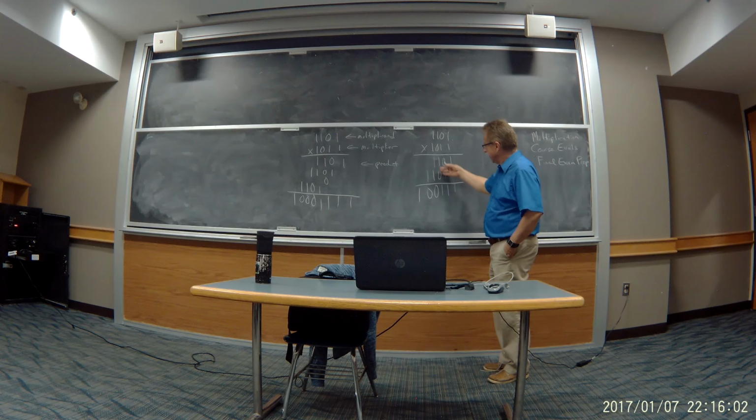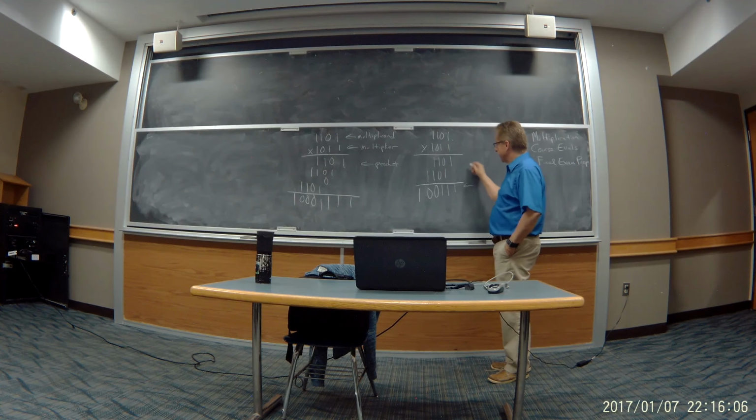Just make sure I do that right. Yeah. So this is our partial result. So this was as a result of bit 0 in the multiplier. This is bit 1. And this is just the combination of those two.